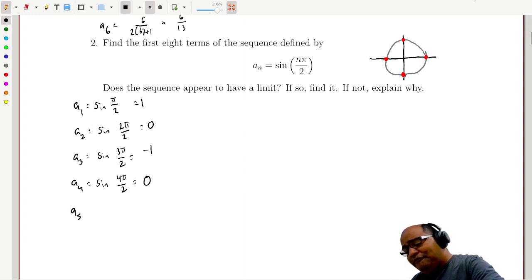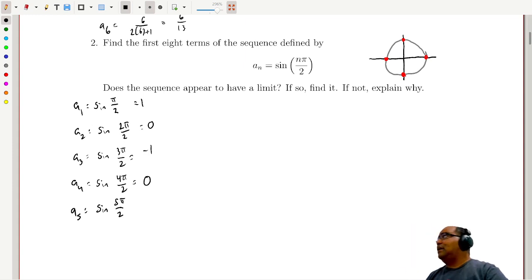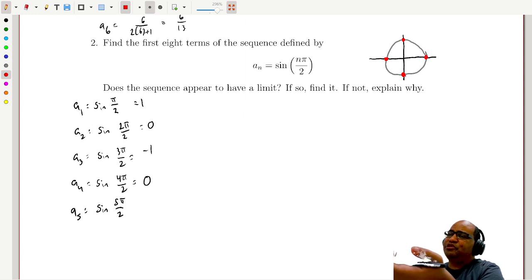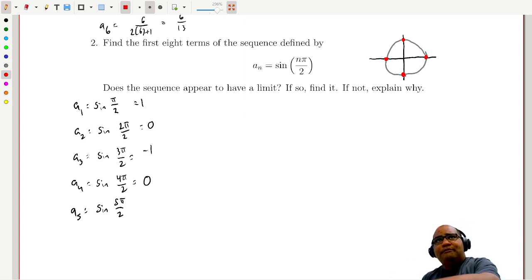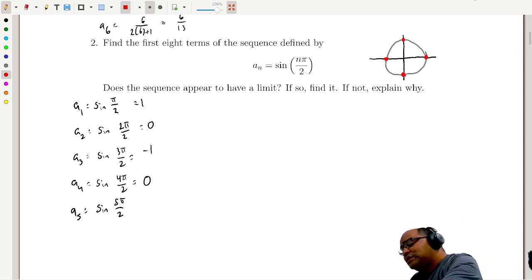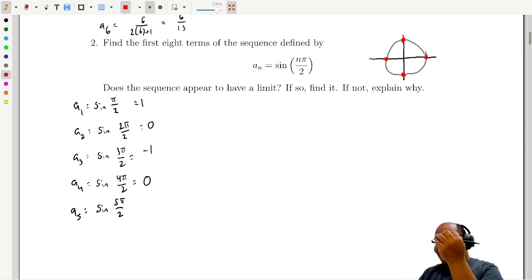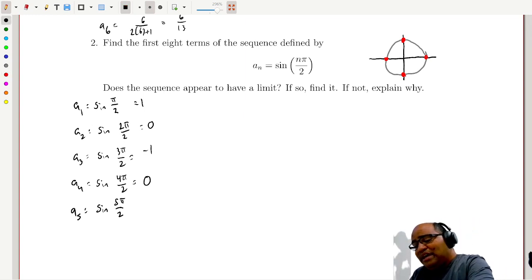Now let's take a look here. a_5 is going to be sine of 5 pi over 2. Remember, think about the unit circle. One revolution, one lap, one rotation is 2 pi radians, 360 degrees. So I have 2 pi, but then I have a pi over 2 left over. That's already at this point that I've marked off here. Pi over 2 and 5 pi over 2 are coterminal angles. Remember that from pre-calculus. You can check this on your own: sine of 5 pi over 2 is 1.